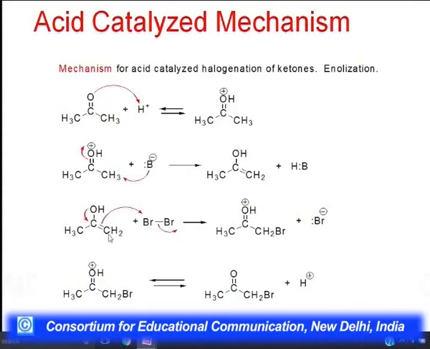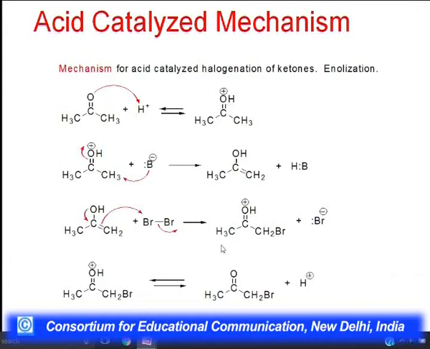So what happens is, this pi bond makes a sigma bond with this bromine, resulting in the formation of a protonated bromo compound. Now this is highly acidic and it will react with a base, and this H will be eliminated as a proton, resulting in the formation of alpha bromoacetone. So this is how the reaction mechanism takes place.